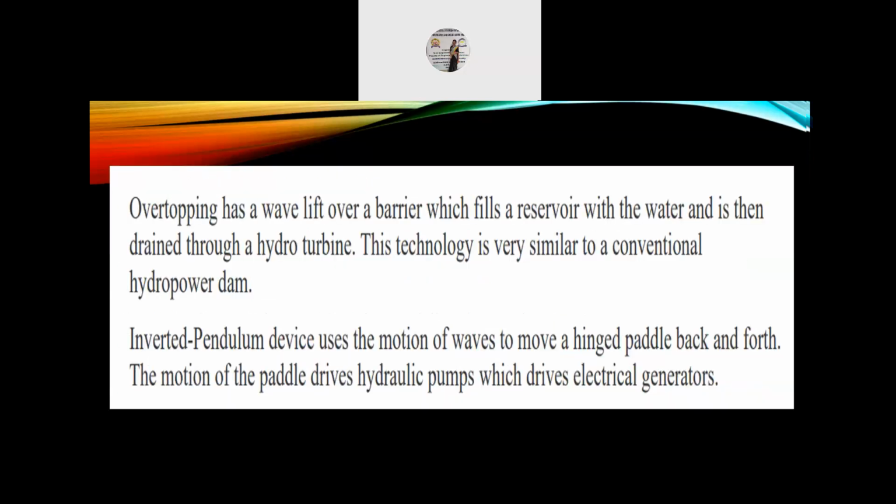Overtopping has a wave lift over a barrier, which fills a reservoir with water that is then drained through a hydro turbine. This technology is very similar to a conventional hydropower dam. An inverted pendulum device uses the motion of waves to move a hinged paddle back and forth. The motion of the paddle drives hydraulic pumps, which drive electrical generators.